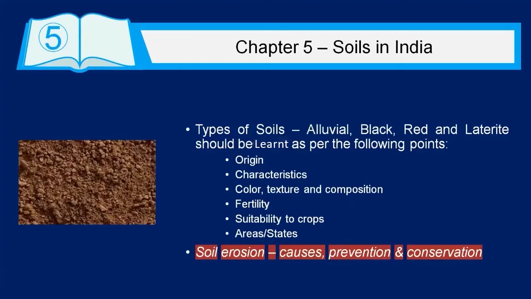Mostly, the questions on soils are asked on their characteristics, composition, color, and fertility. Remember, red soil has its red color due to ferric oxide or iron oxide and not due to iron. The differences must be written in a tabular form. You must remember that location is not considered a characteristic. The area, state, and regions are different. You should be aware of it.